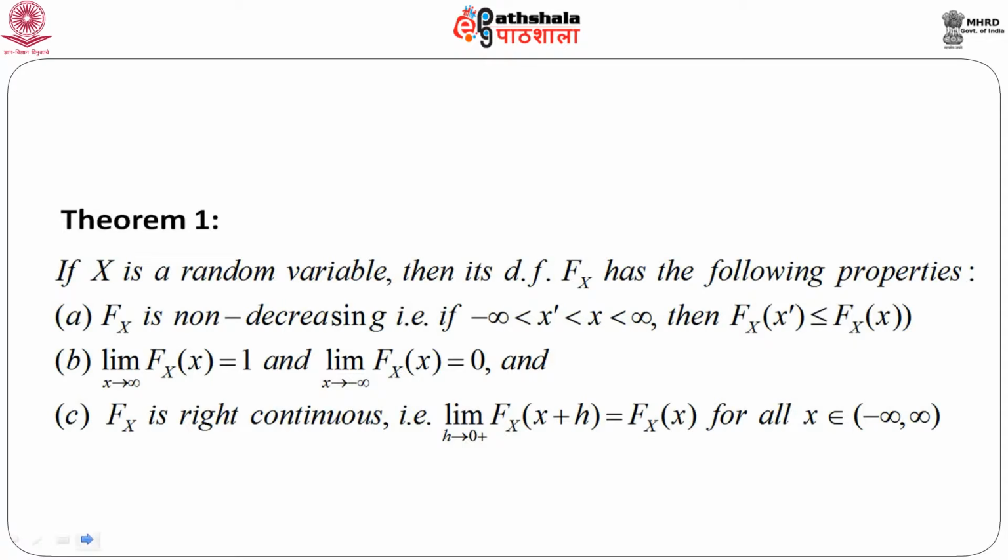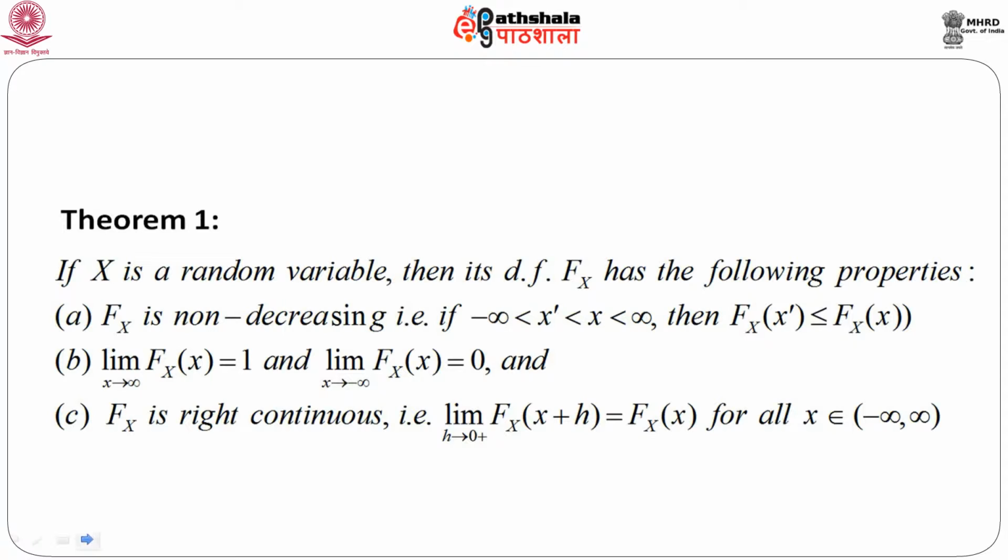And another most important and interesting property of this distribution function is that the distribution function is always right continuous. That means, limit of f of x plus h when h approaches 0 from the right side of 0, or from the positive part of 0, should be exactly equal to capital F of small x, and this should be true for every x belonging to the entire real line or on the support of x. That means, all the permissible values of x.